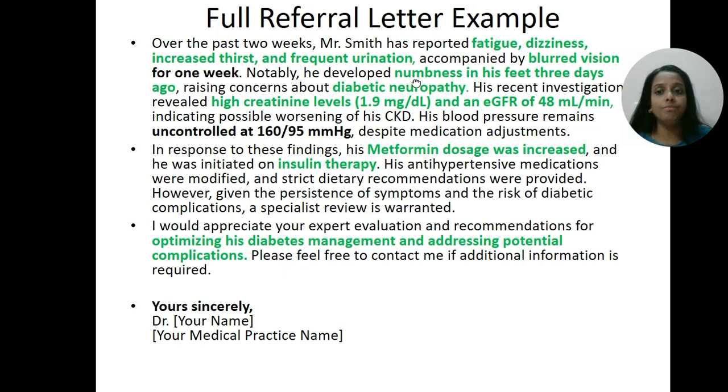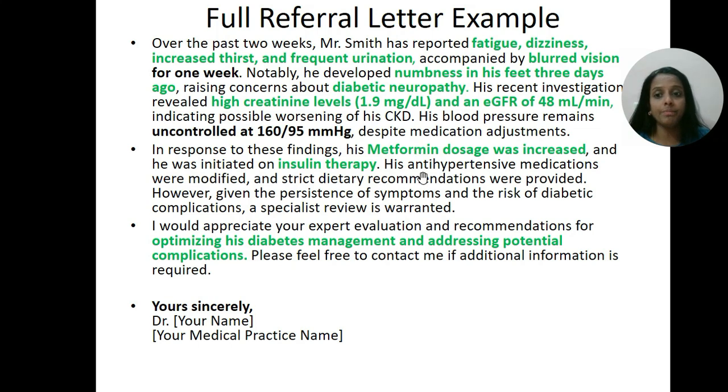Over the past few weeks, Mr. Smith has reported fatigue, dizziness, increased thirst, and frequent urination, accompanied by blurred vision for 1 week. Notably, he developed numbness in his feet 3 days ago, raising concerns about diabetic neuropathy. His recent investigation revealed high creatinine levels, 1.9 mg per dl, and an eGFR of 48 ml per minute, indicating possible worsening of his CKD.